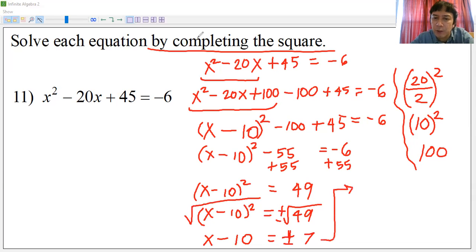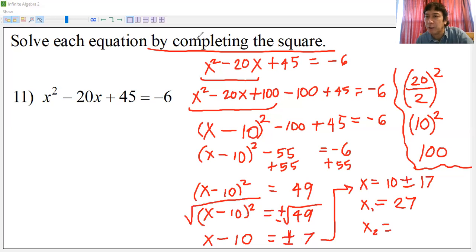So this will continue: we add 10 to both sides. This will now just become 10 plus or minus 7. So the first value of x will be 10 plus 7, that will be 17. And then the other value, we will call it x2, will be 10 minus 7, and that results to a negative 3. So that will be it. The 17 and the negative 3.